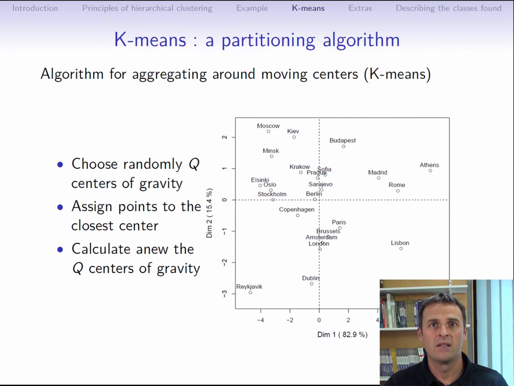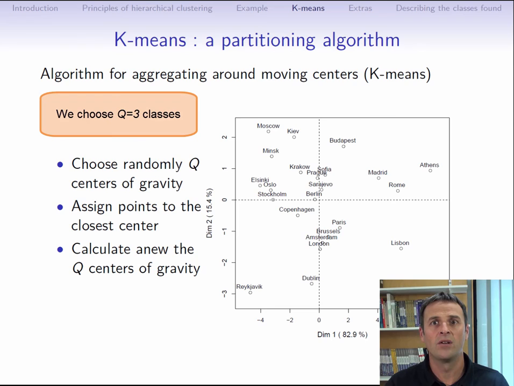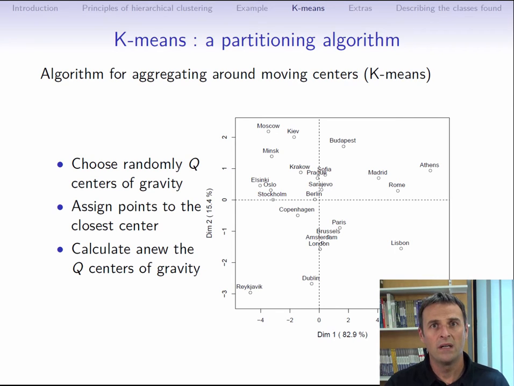The basic k-means algorithm requires as input the number of classes Q that we want to have at the end. Here we are going to take Q equals 3 and therefore partition the data into 3 classes. To begin, we choose 3 points or centers at random: Moscow, Berlin and London. This is the first step of the algorithm called initialization.